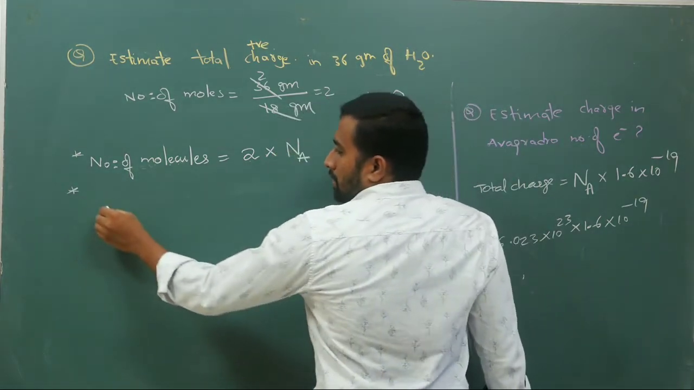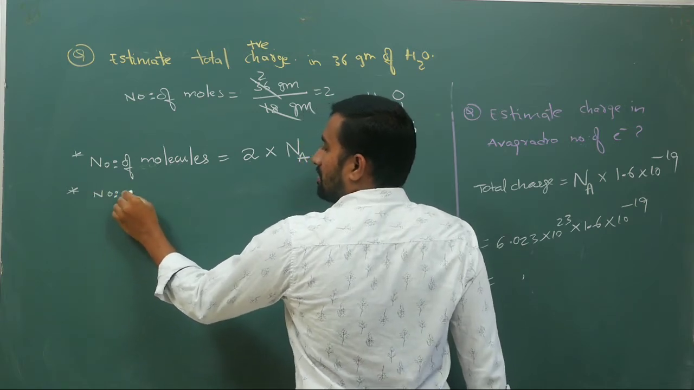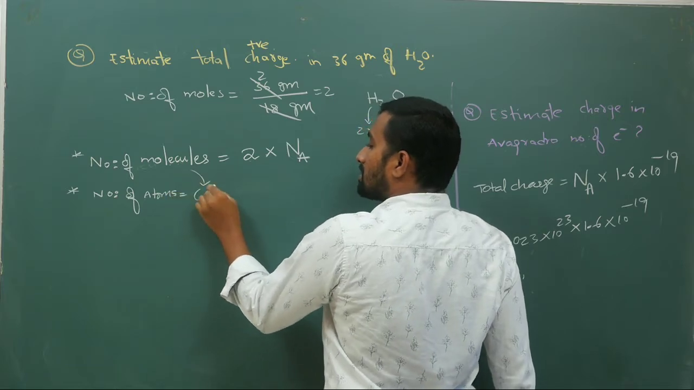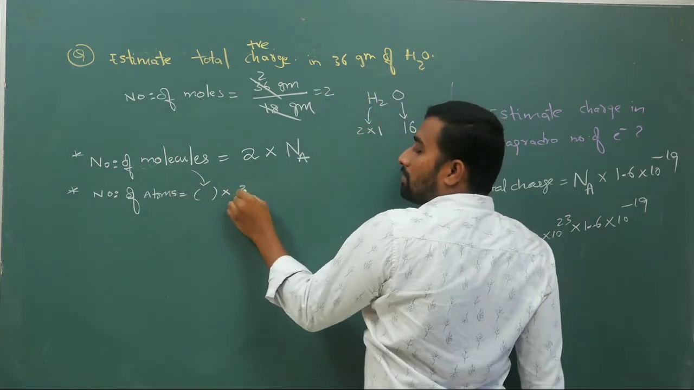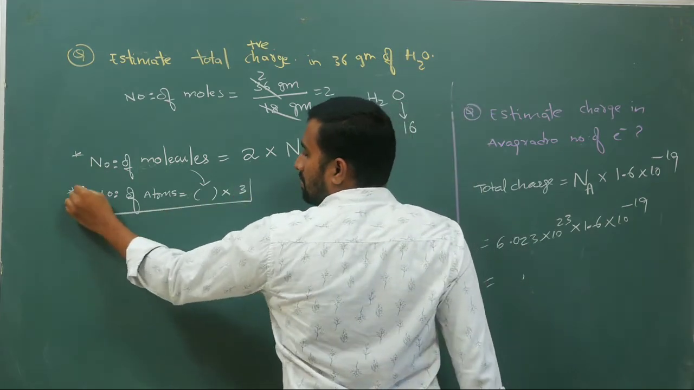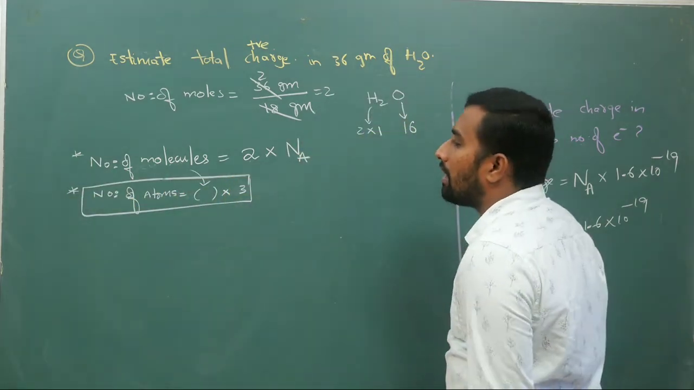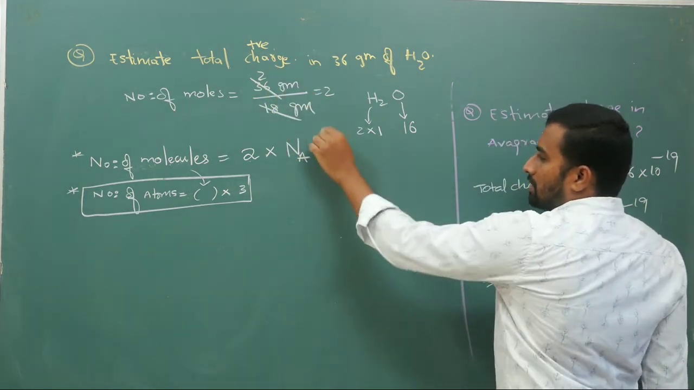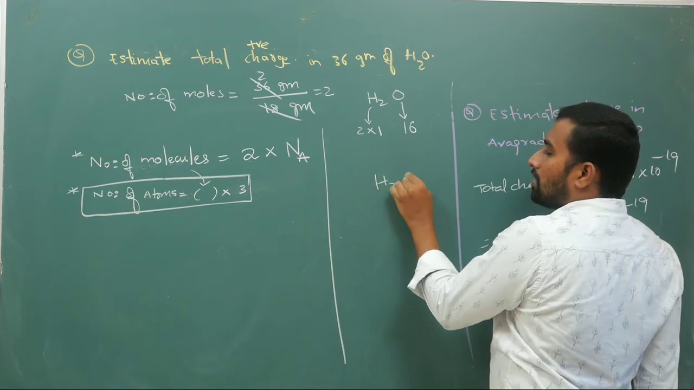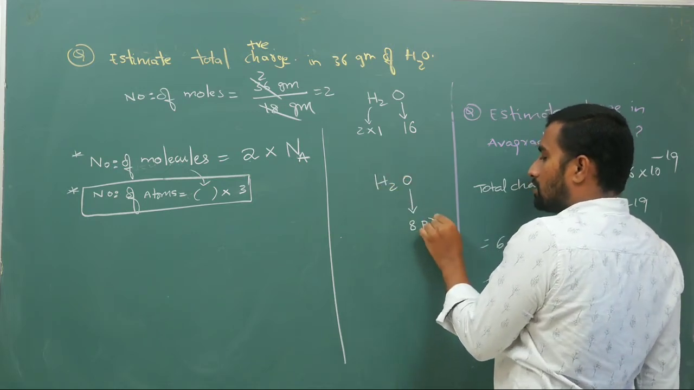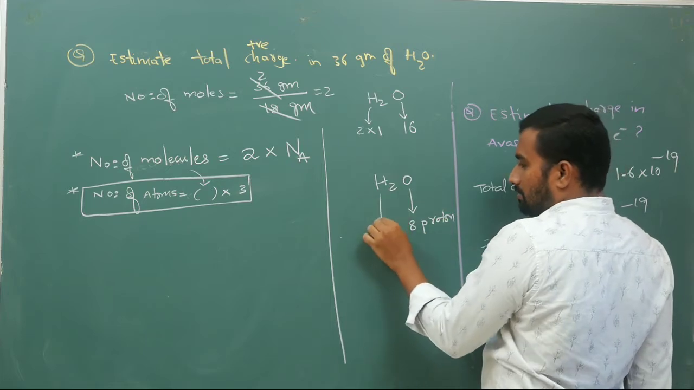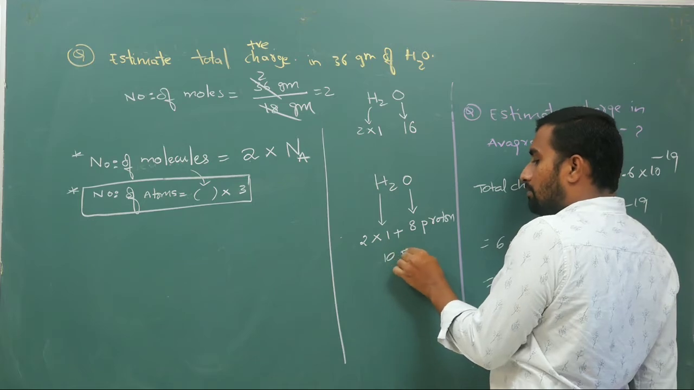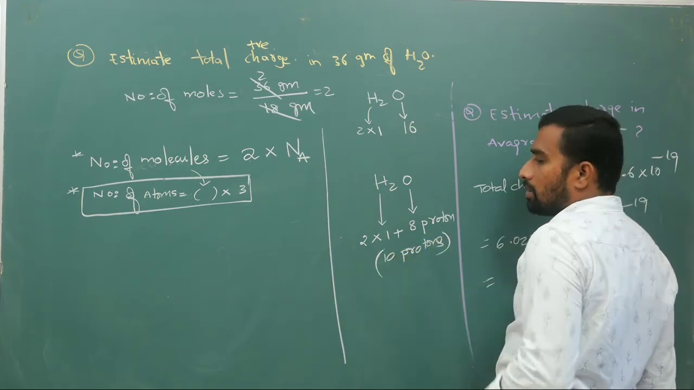Okay, next, your number of atoms, in one molecule how many are there? 3 atoms. Okay, that I don't require. Next, what is required is total positive charge. Now in one H2O molecule there are 8 protons in oxygen atom and 2 times 1 proton, so totally 8 plus 2, 10 protons are there in one H2O molecule.